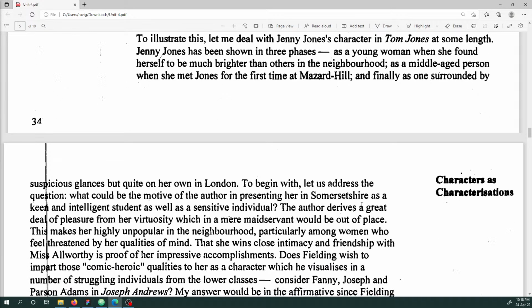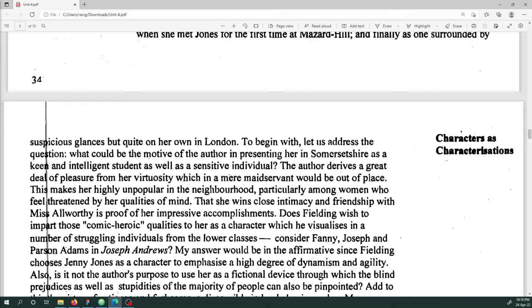To begin with, let us address the question: what could be the motive of the author in presenting her in Somersetshire as a keen and intelligent student as well as a sensitive individual? The author derives a great deal of pleasure from her virtuosity, which in a mere maidservant would be out of place. This makes her highly unpopular in the neighborhood, particularly among women who feel threatened by her qualities of mind. That she wins close intimacy and friendship with Miss Allworthy is proof of her impressive accomplishments.